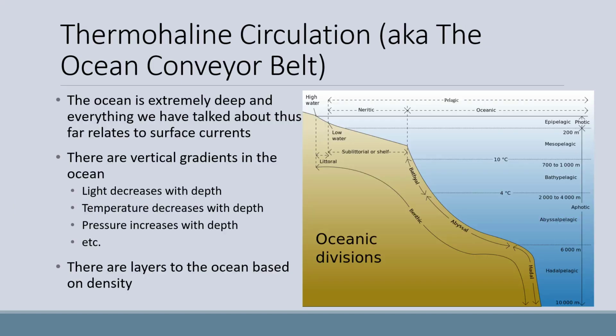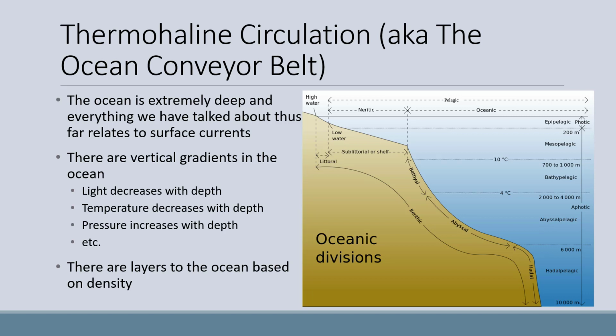The last topic we're going to talk about in this lecture is called thermohaline circulation, or the ocean conveyor belt. This is how deep water is transported around the globe. So far, we have really just talked about surface currents and then briefly mentioned upwelling of deep water, but that's it. But the ocean is extremely deep. There are vertical gradients in the ocean. Light decreases with depth, temperature decreases with depth, pressure increases with depth, and so on.